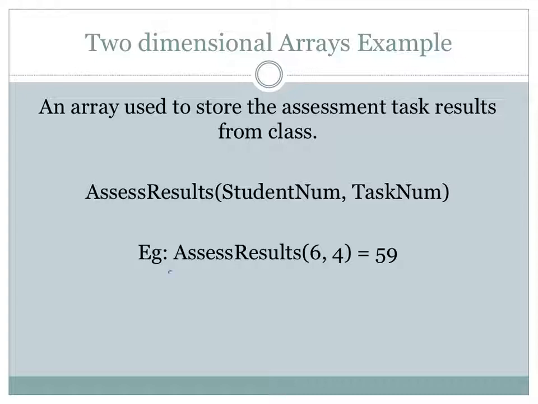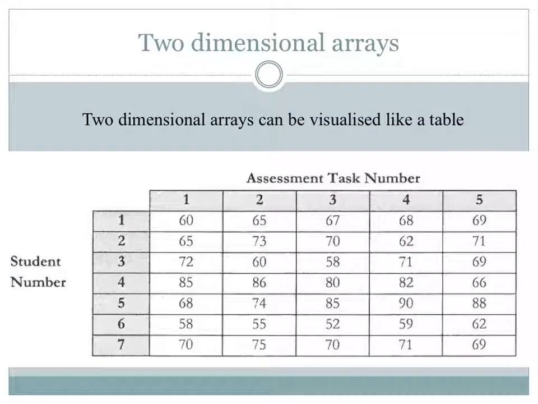So here's my array. It's called assess results. And student number 6, that's his identifier. Task number 4, he got 59%, or 59. We wouldn't put percentages in there. That's an example of some data that could be stored in a two-dimensional array. So most of the time what we'll need to do in software design is explain the concept of two-dimensional arrays. When you're looking at two-dimensional arrays, the best way to visualize them is in a table. So for example, student number 6, in assessment task 4, 59.